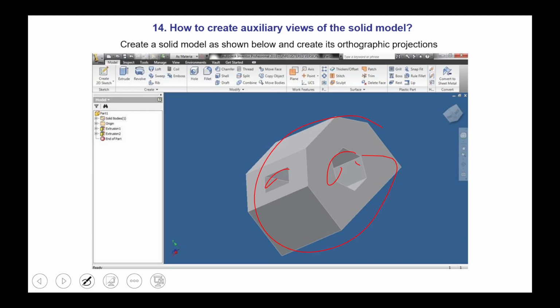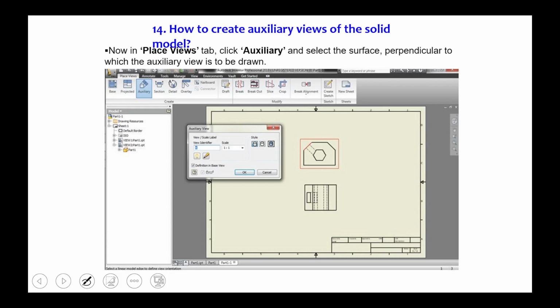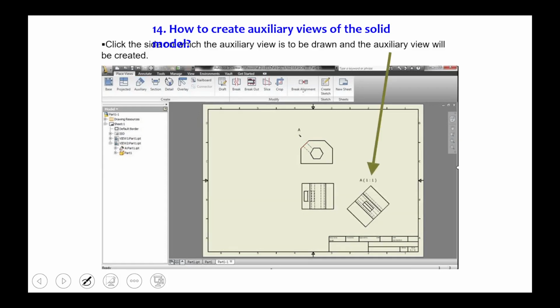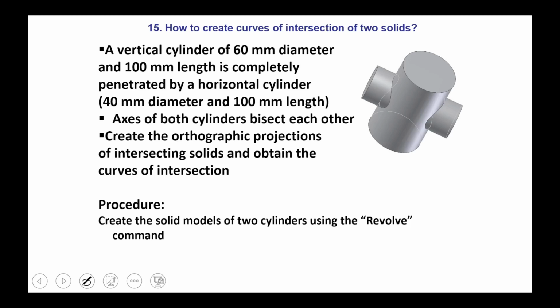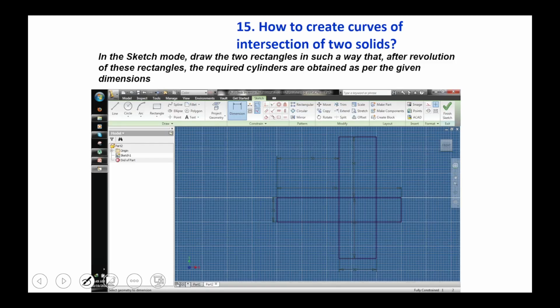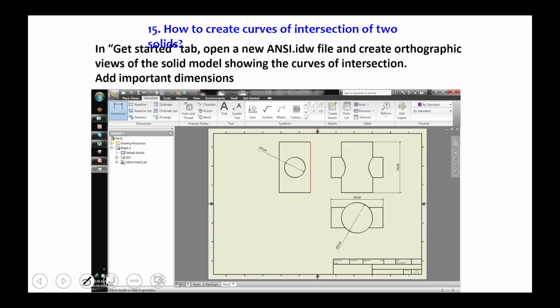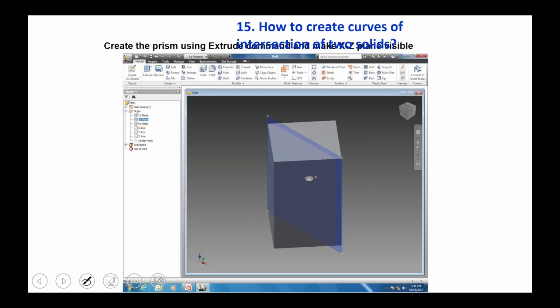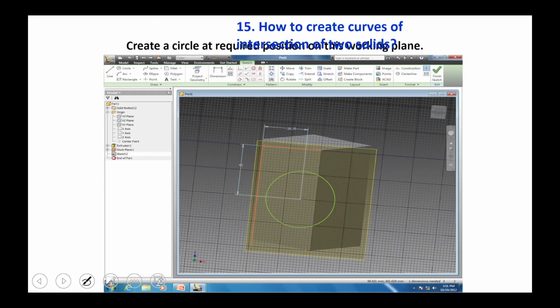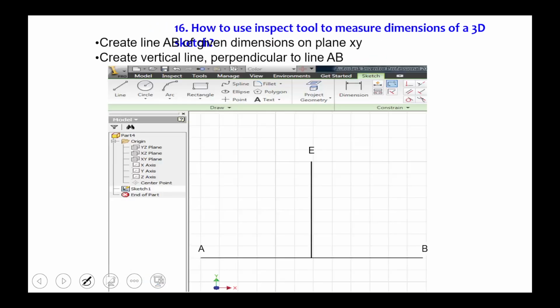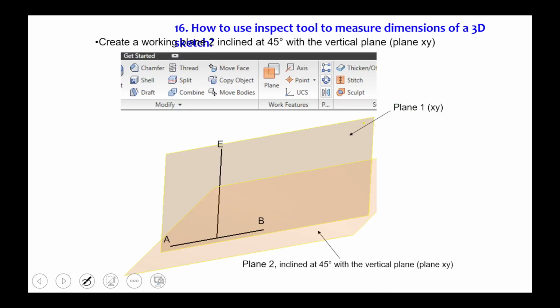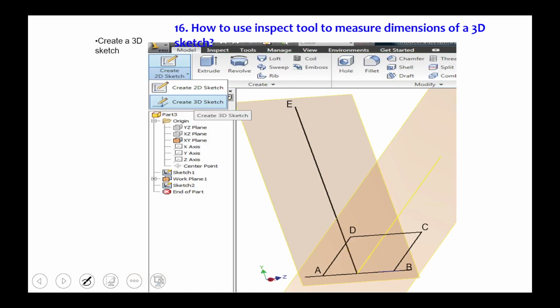So you can design your strain gauge sensor here also, and in the case of MEMS, an actuator here also. This is the interaction of the two solids. This is another example. These are all used to measure the dimensions of the 3D design.